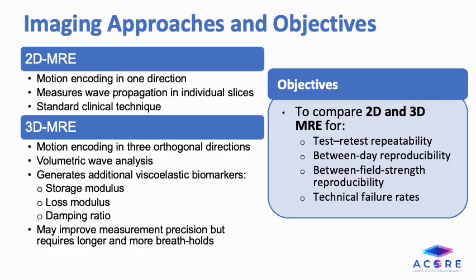This slide compares the two imaging approaches evaluated in this study. Two-dimensional MR elastography is the current clinical standard and measures mechanical wave propagation within individual imaging slices using motion encoding in a single direction. Three-dimensional MRE, on the other hand, captures wave motion throughout an entire volume using motion encoding in three orthogonal directions. In addition to liver stiffness, it can generate other viscoelastic biomarkers, including the storage modulus, loss modulus, and damping ratio. The investigators wanted to determine whether this additional information also translates into improved measurement precision by comparing repeatability, reproducibility, and technical performance between the two techniques.